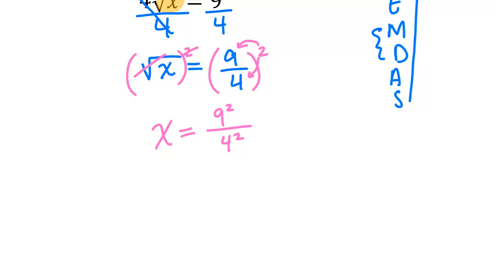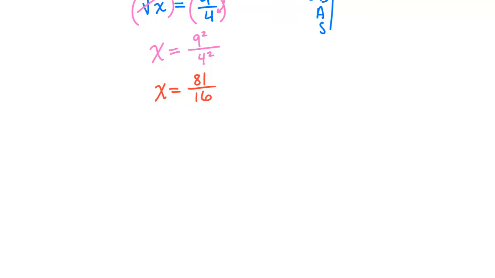So x is going to equal, what's 9 squared? 9 times 9 is 81 over 4 squared. That's 4 times 4 is 16. I cannot simplify that either. My only factors of 16 are 1, 2, 4, and 8. None of those go into 81, so you're going to leave it as a fraction. And then we need to go back and check it.